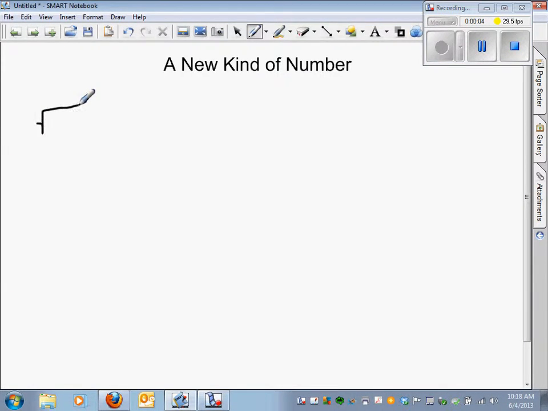We're familiar with square roots, and we understand that the square root of 4 has to be 2, because 2 squared is equal to 4. You could tell me that the square root of 9 would have to be 3, because 3 squared is 9.